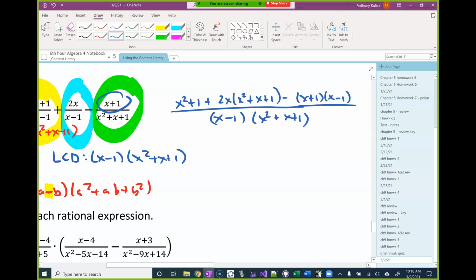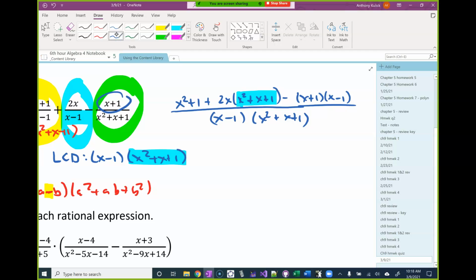Like, okay, so I see there's an x plus 1, but I'm confused why you wouldn't write the x minus 1 times x squared plus x plus 1. So in the green fraction, I already have x squared plus x plus 1 in the denominator. So the piece that I needed was just the x minus 1. Oh, okay. I think that makes sense.